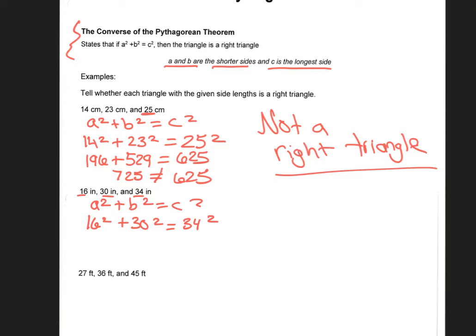16 squared is 256. 30 you should be able to do in your head, which is 900. 3 times 3 is 9 with your zeros. Equals 34 squared, which is 1,156. Add them together, you get 1,156 equals 1,156. So this one is a right triangle.